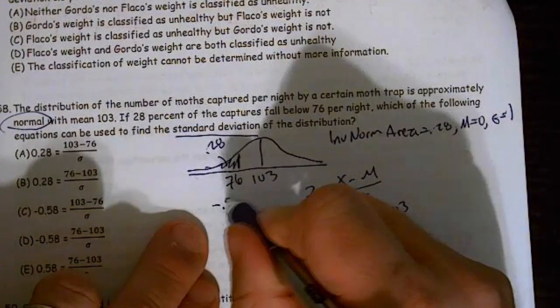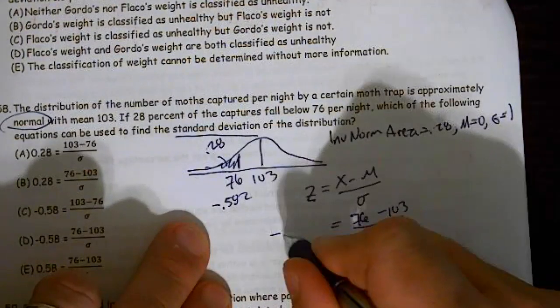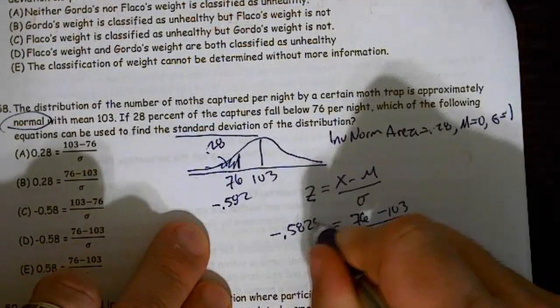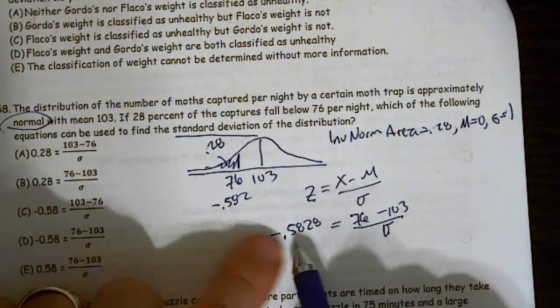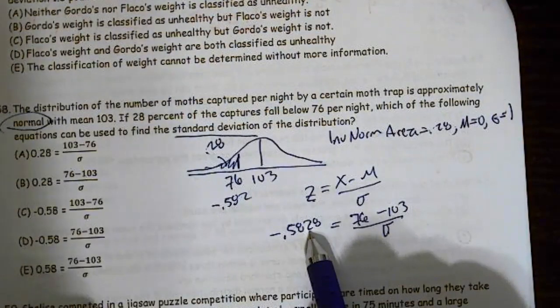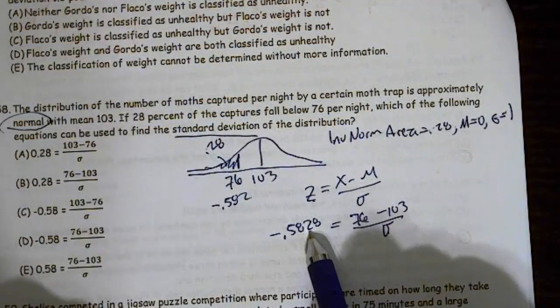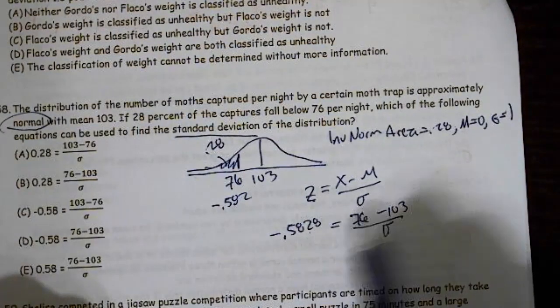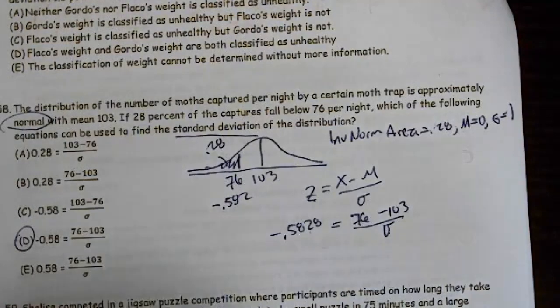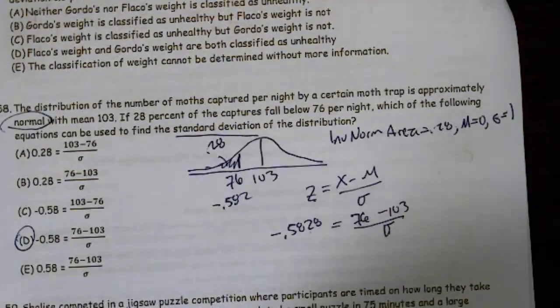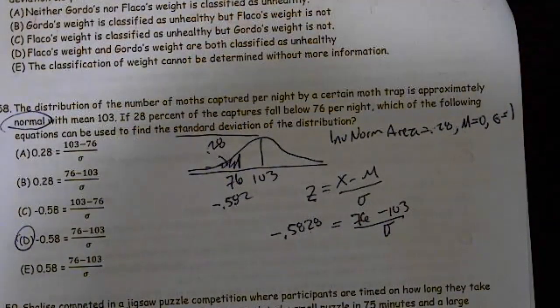Does that make sense? And the answer is yes, it does make sense because that means you're 0.5828 standard deviations below the mean. All right. So with that said, and making sure we have our mean and our x value in the right place, it looks like we have D as our answer for that one. That's a pretty important question as well.